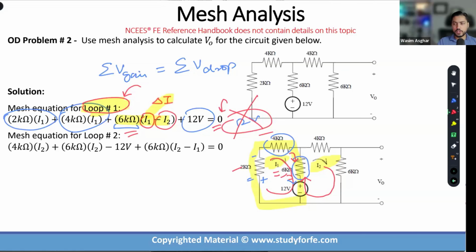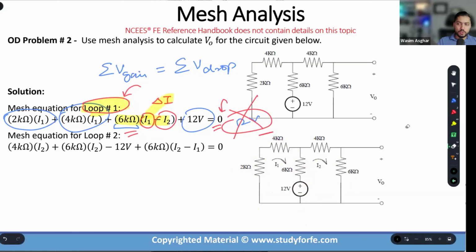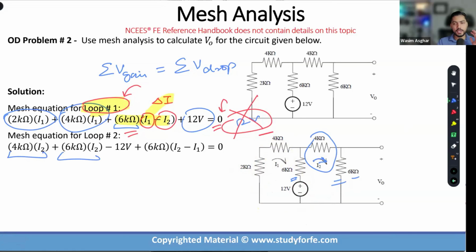Now let's focus on loop number 2. When I'm going through loop number 2, I1 is going to come into play, but in the middle branch. So I have I2 times 4K drop. Current times resistor, always a drop. I2 times 6K drop. Current times resistor, always a drop.